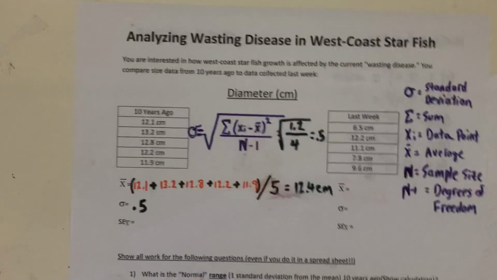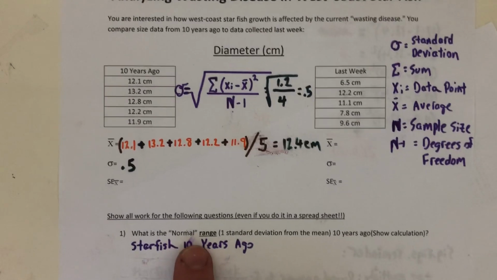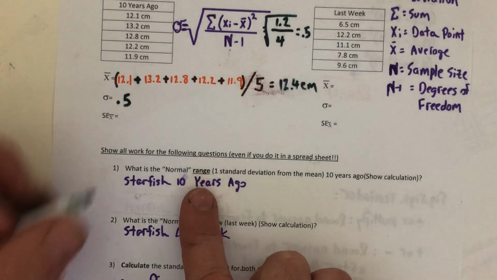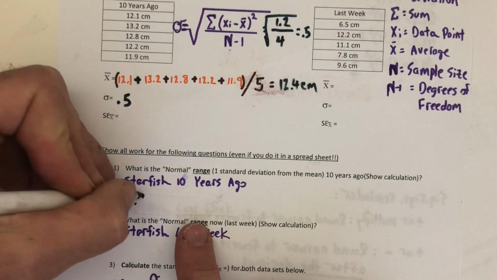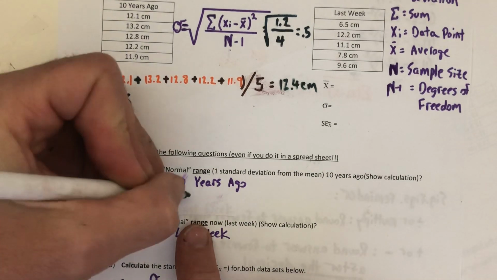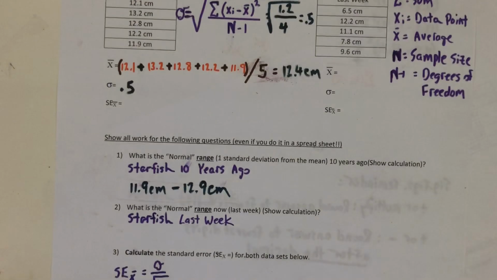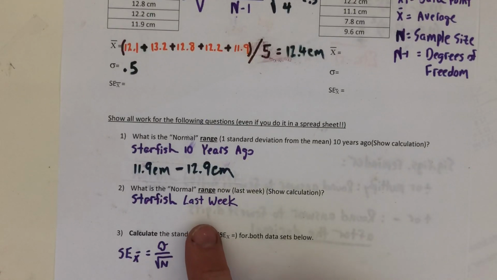Okay, so the normal range. So in this worksheet that you have, the normal range is from 11.9 centimeters to 12.9 centimeters. And so you guys are going to do the same thing with the starfish from last week.